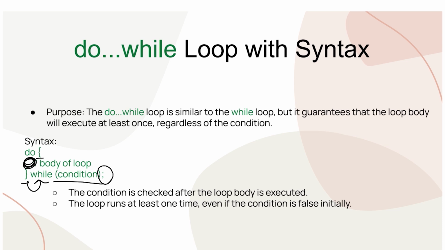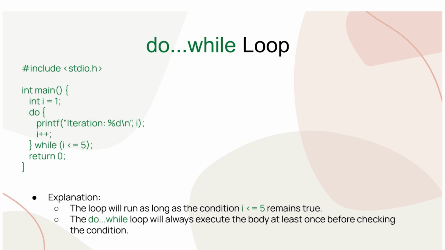So let us see the example here. int i = 1 is the initial value of i. I'm saying do printf iteration. So no matter whatever the value of i is, I am not testing it. I am at least executing the block first, which is iteration 1, the printf statement as mentioned here.